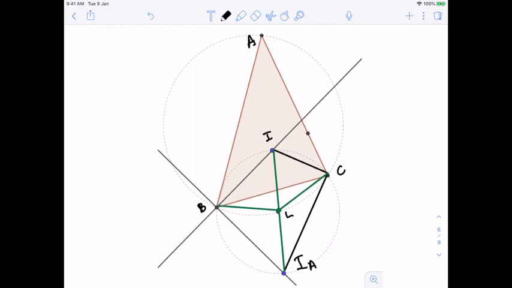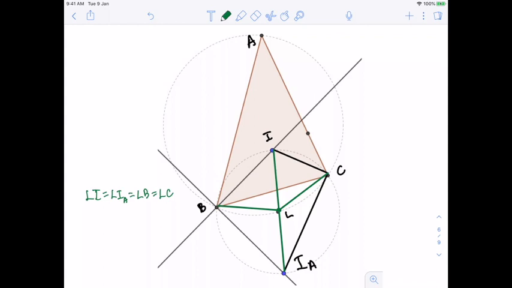So here is the full picture. As you can see, I have drawn the circumcircle of triangle ABC, and it passes through L. The 3 green line segments are equal because they are all radii. So we got for free that LB is equal to LC equal to LI equal to L I_A. Let me write it here, the green line segments are equal: LI is equal to L I_A is equal to LB is equal to LC.